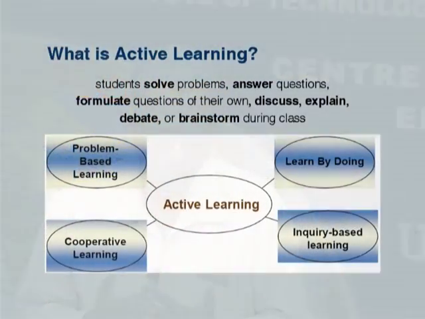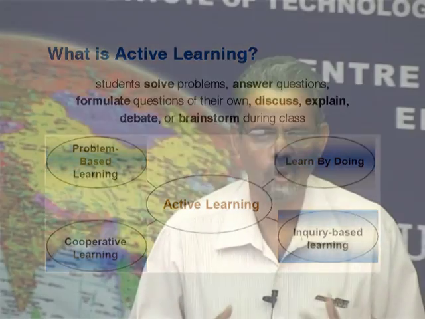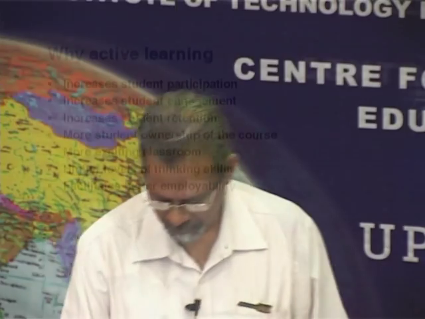So, a student could be solving a problem, answering a question, formulating a question on their own, discussing, explaining, debating, or brainstorming different ideas during class. All this would constitute active learning. So when we say active learning, it is not just one particular thing. It is rather an umbrella term which has many other things in it.